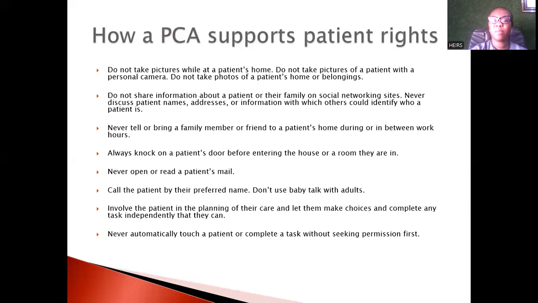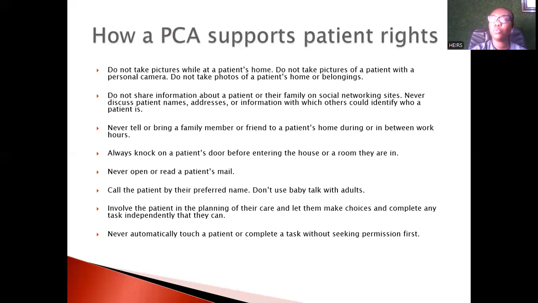Don't tell or bring a family member or a friend to a patient's home during or in between work hours. It's just not professional, it's not ethical. Then always knock on your patient's door before you enter the house or a room they are in. It's courtesy, and you're allowing your patient to enjoy their own rights. You never open or read your patient's mail. It's not your business. You call your patient by their preferred name, and if they prefer to be called Mrs. So-and-so, or just Franklin James or Franklin John, you call them like that.